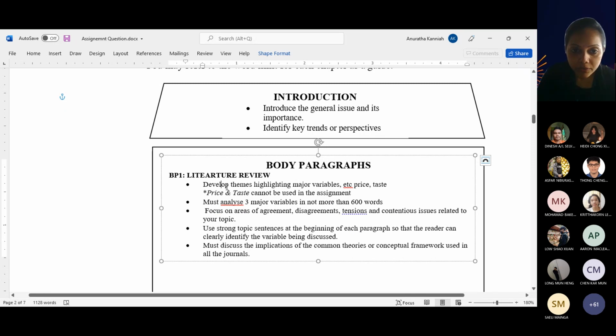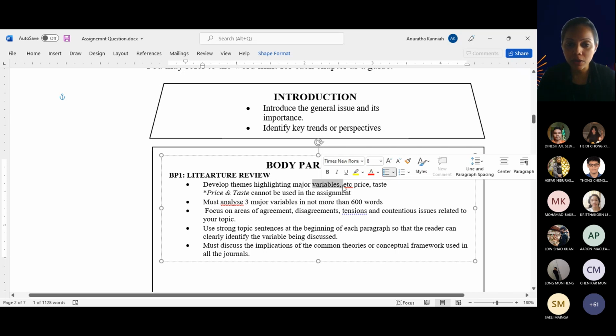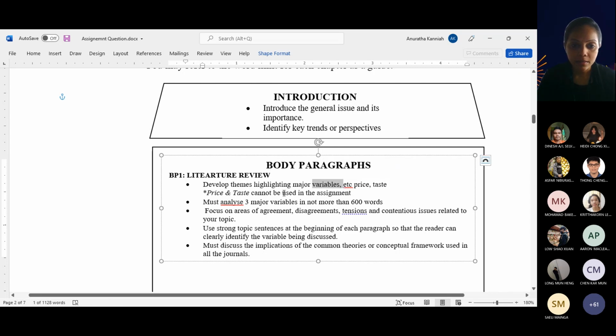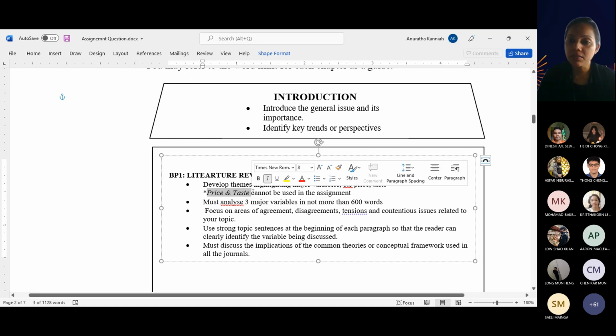In literature review, you are supposed to know your themes. Remember, I told you just now about variables. We're going to work on variables. These 2 variables we will use in our assignment, in our tutorial, so you cannot use this in the assignment.